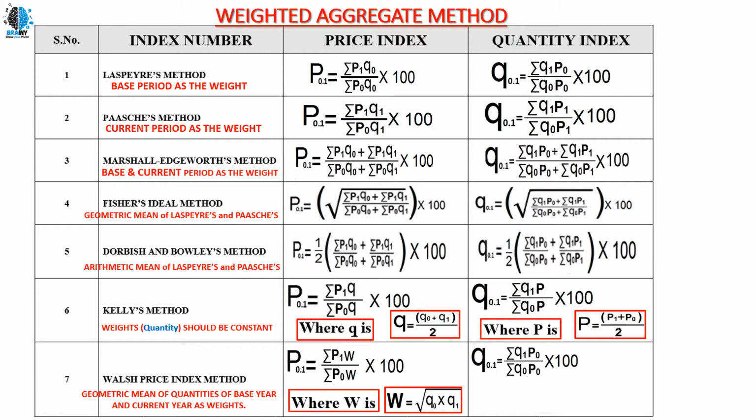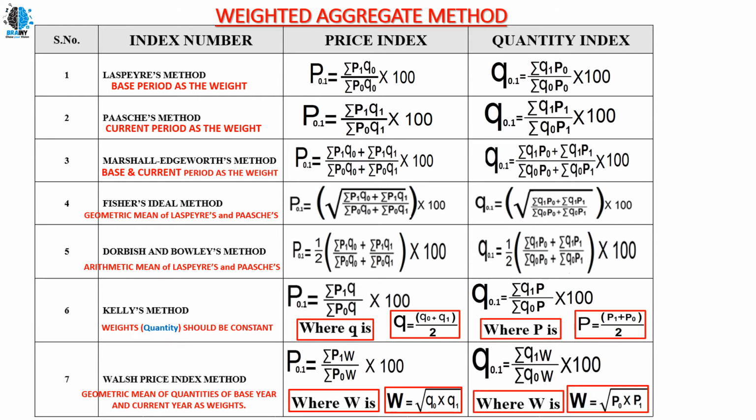Same way we will have the Laspeyres formula for the quantity. Instead of P0 here in the Laspeyres formula of quantity, we will be having W. So what is this W? W is equal to the square root of P0 into P1, which is equal to the geometric mean. So this geometric mean is nothing but a weight which is applied in the formula. So this is the shortcut method to remember all the index numbers under the aggregate method.